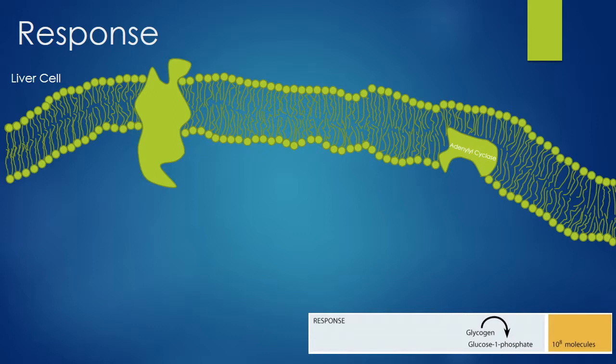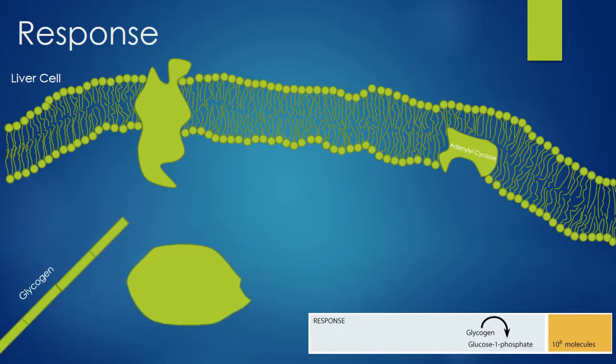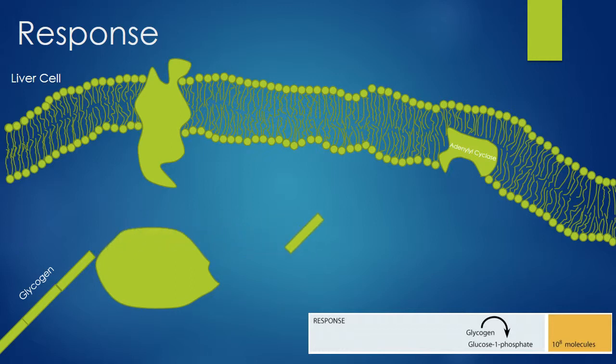In response, 10 million molecules of glucose are released from the one molecule of epinephrine that originally bonded to the cell membrane. This is done when phosphorylase breaks down glycogen into individual glucose molecules that are released into the bloodstream or to nearby cells, giving them a rapid increase in energy.